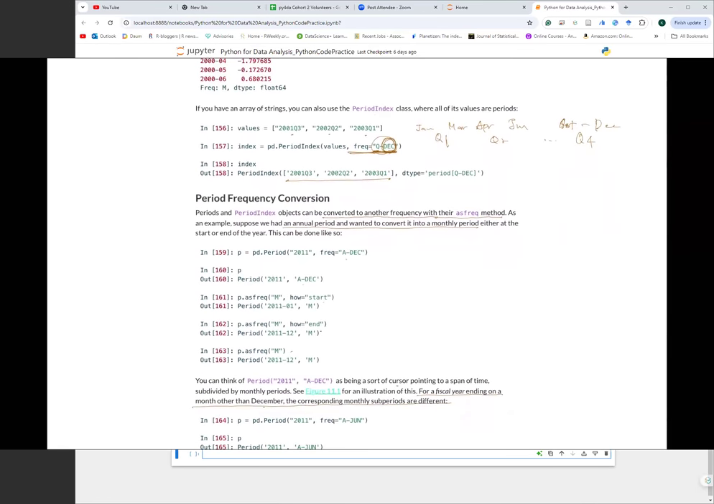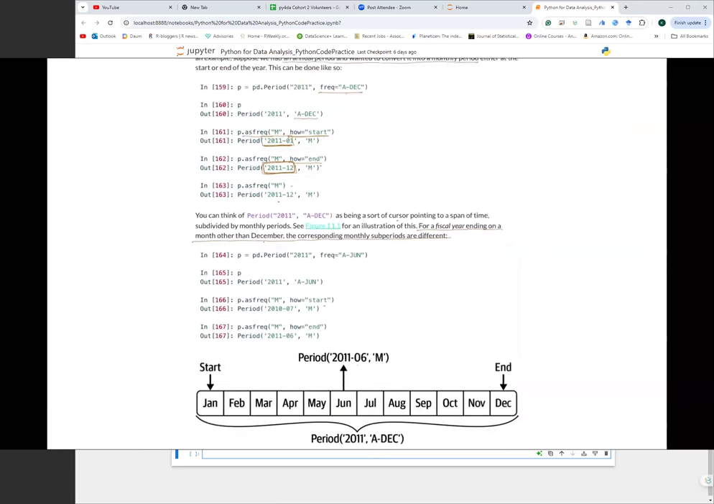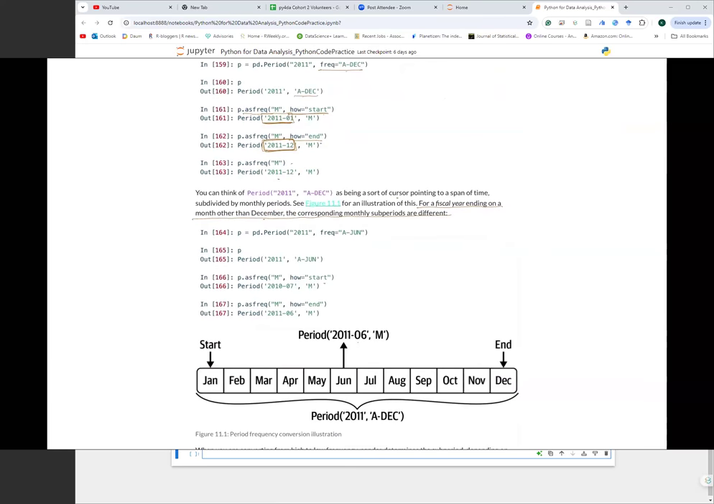And then period frequency conversion depends on how we define these frequencies, like S frequency, start or end, and we can keep converting based on this period. Start means the year starts from January, and end means December. We set December as our end date, the end of the time period. Okay, like this.